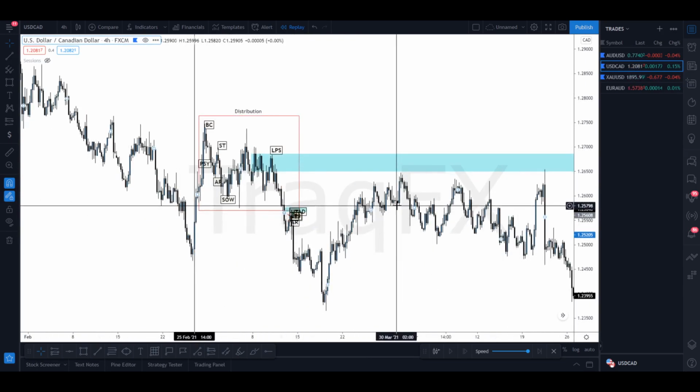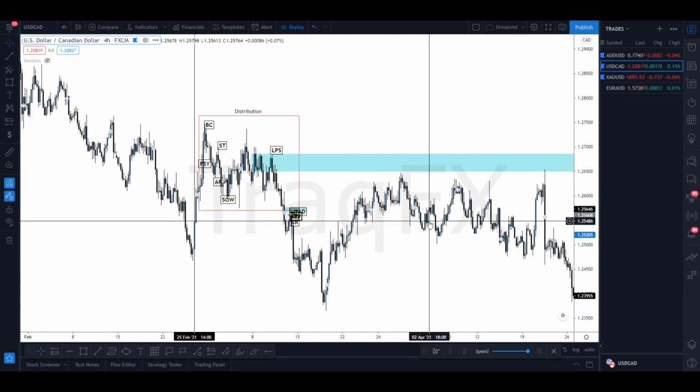So for the people asking what time frame do I see Wyckoff on, I basically use all the time frames. There's not a specific time frame for it. It's just about trend, and it's just about market cycle and where the market is.